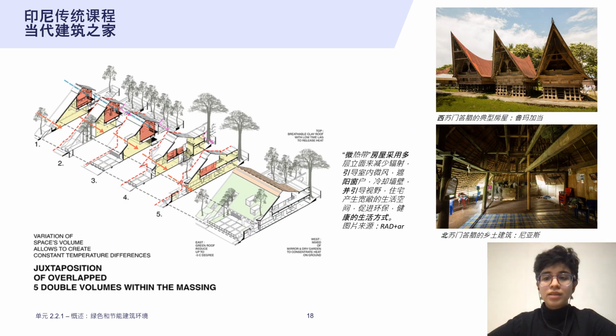An example is the microtropicality house designed by RAD plus AR in Indonesia. Variation of space volumes allows to create constant temperature and pressure differences. The multi-layered facade reduces radiation, directs the breeze inside, shades the windows, and cools the walls. The dwelling promotes an environmentally friendly and healthy lifestyle.